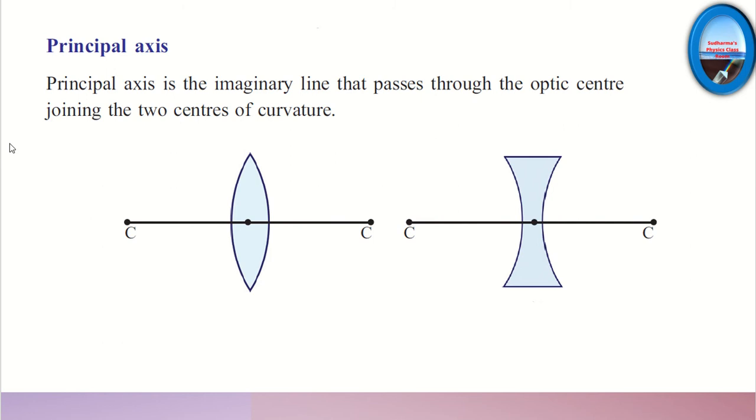Instead of the pole, we have the optical center. Then we have the centers of curvature; there are two because there are two refracting surfaces. And we are joining the centers of curvature through the optical center. That imaginary line is called the principal axis of the lens. If you are explaining it for a convex lens, make sure you write that it's for a convex lens, and for a concave lens you have to specify it according to the question.